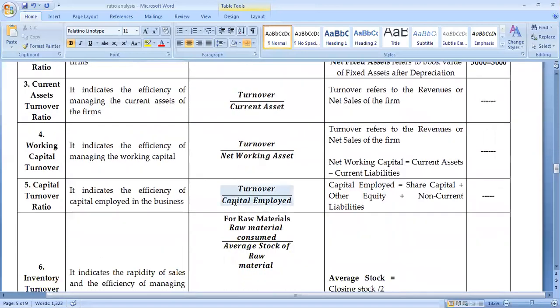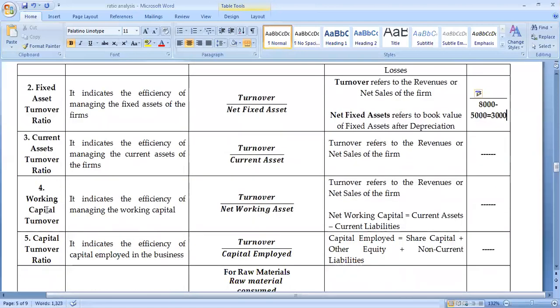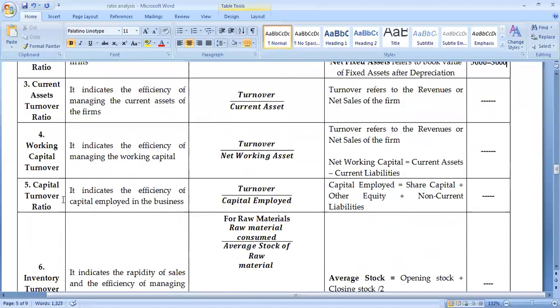So there is working capital. So turnover will be compared with the working capital assets. So capital turnover ratio also indicates the efficiency of the capital employed in the business. So turnover will be compared with the capital employed. So what is capital employed? Capital employed is nothing but the share capital plus the other equity and also the non-current liability.